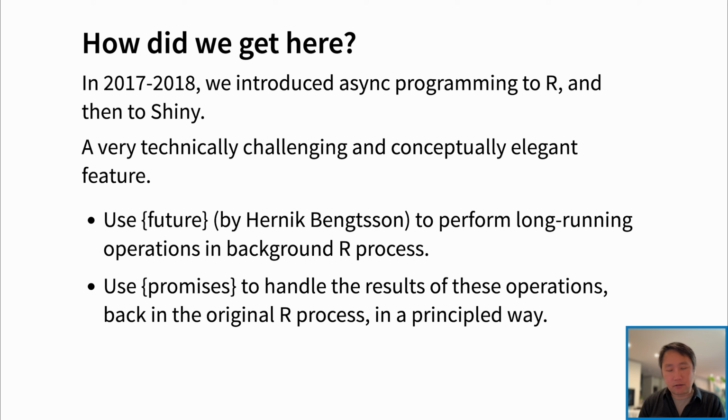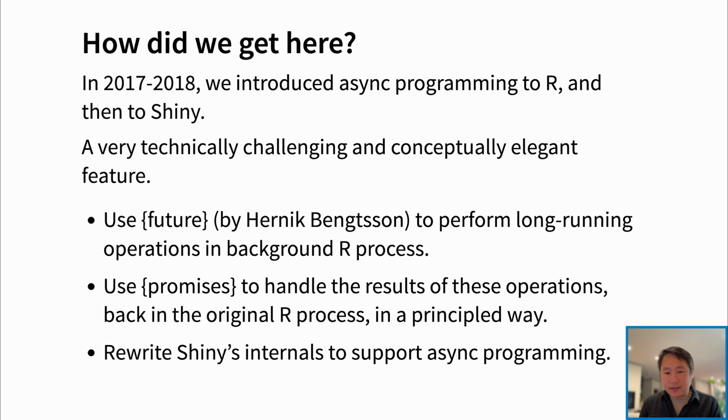But what we did need to create was a new package called Promises to handle the results of these long-running operations back in the original R process in a way that wouldn't block that host R process. This wasn't something that was really possible to do back in those days. And after creating that Promises package and integrating it with Future, then we had to rewrite big chunks of the Shiny internals to support async programming.